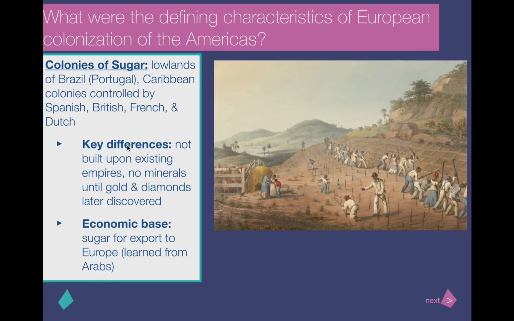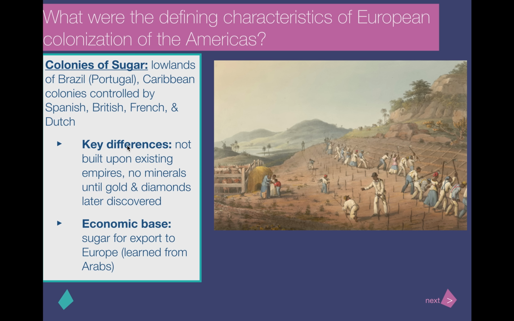Okay, now let's switch gears. Let's look at the colonies of sugar. That's what I'm going to call them. Where are these colonies located? They're the lowlands of Brazil. So Brazil was colonized by Portugal, and the Caribbean colonies were controlled by the Spanish, the British, the French, and the Dutch. So we're talking about some areas of Brazil and then the Caribbean in the Central American region.